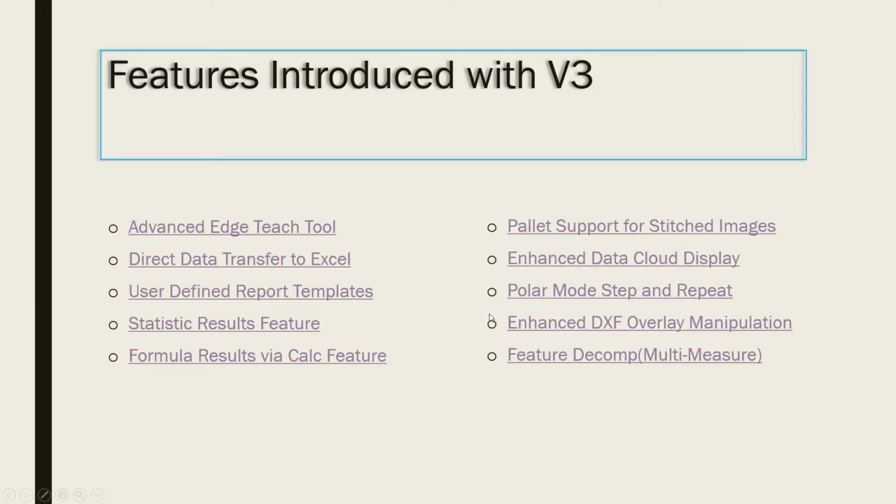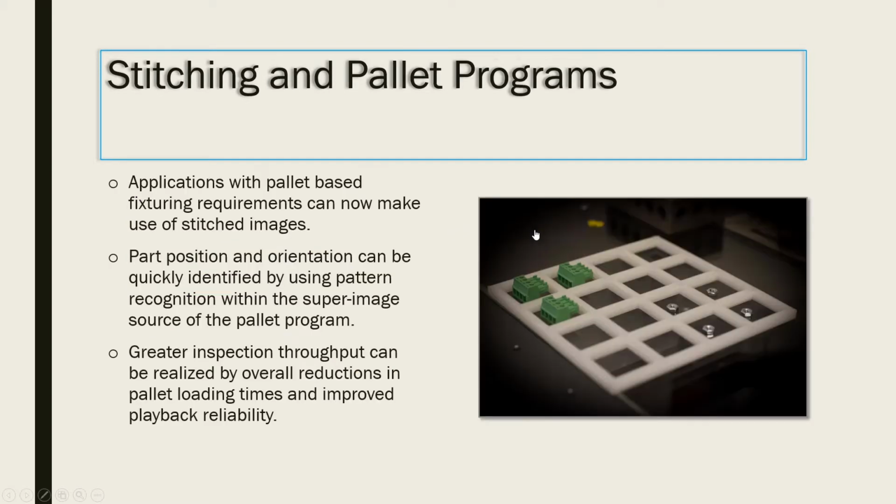In Part 6, we will be discussing the addition of support for superimage or stitched images within the Pallet program functionality. This new capability allows part programs that begin with a stitched image to be used in conjunction with the pallet setup.